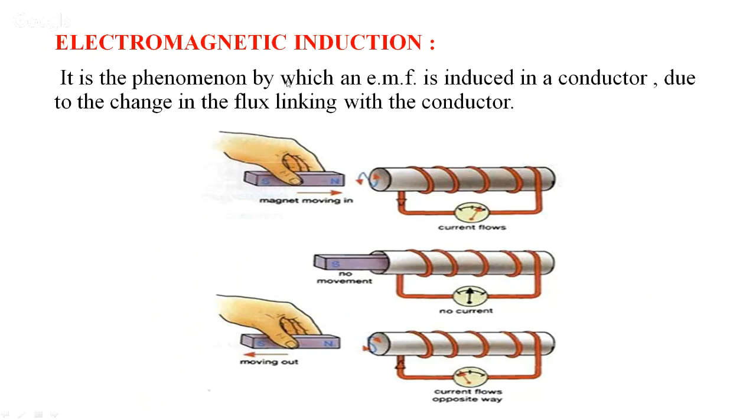Electromagnetic induction is a phenomenon by which an EMF is induced in a conductor due to a change in the flux linking with the conductor. So when you are moving the bar magnet to and fro from the coil, there is a change in the flux linking with the conductor. Because of this change, an EMF is induced, and since this is a closed circuit, a current starts flowing in the coil, and that current is read by the galvanometer which is connected here.